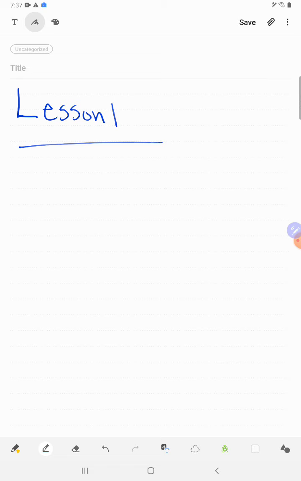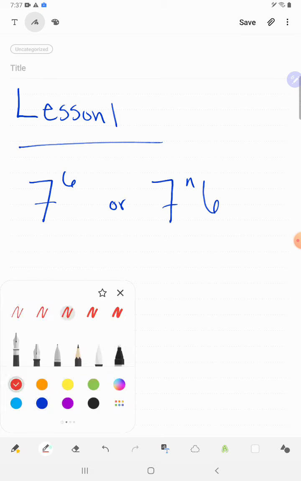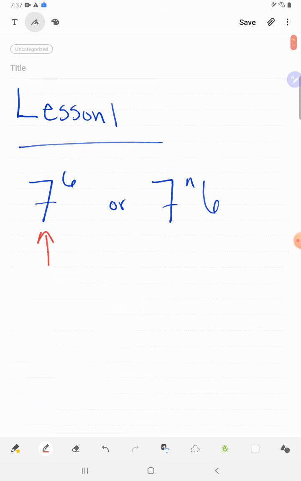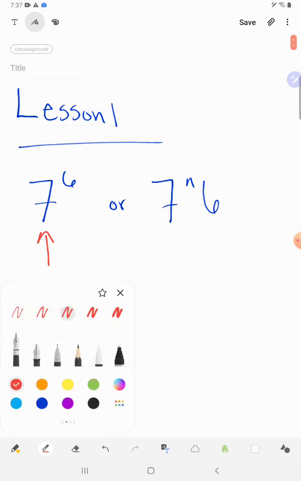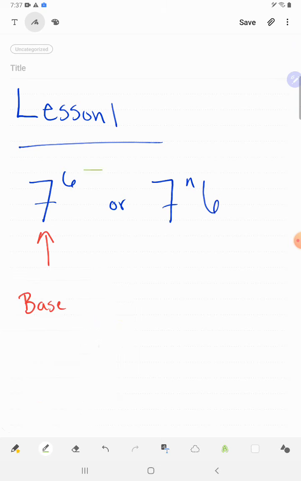Right now, we're talking about exponents and bases. So, if I was to say that I have 7 to the 6th power, or on the computer, it will look like 7 and a caret 6. What this is saying is that my base is 7 and my exponent is 6.